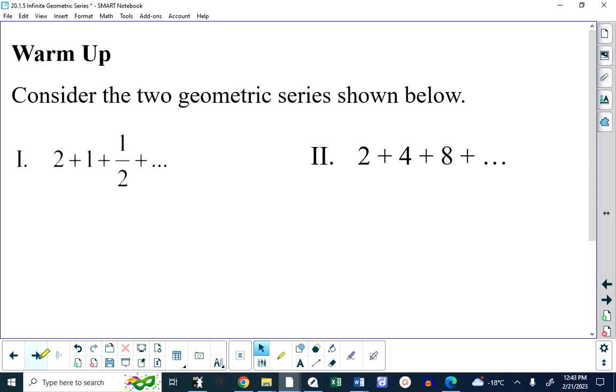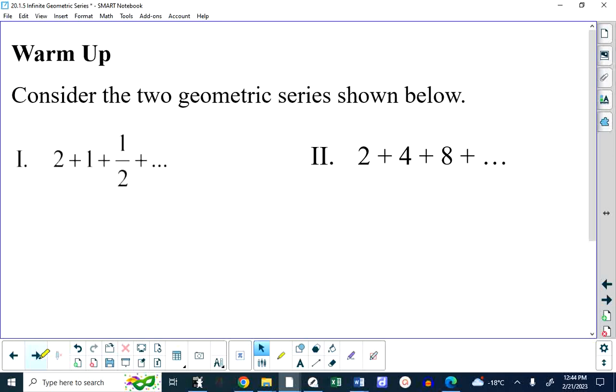To begin with, we're going to, as a warm-up, compare two different geometric series. The first one, I'm labeling it as number 1, is 2 plus 1 plus 1/2. Don't forget, a series means we're adding things together. Okay? And it continues in that fashion. And the second series is 2 plus 4 plus 8. And it's probably not that difficult for us to figure out what the common ratio is.